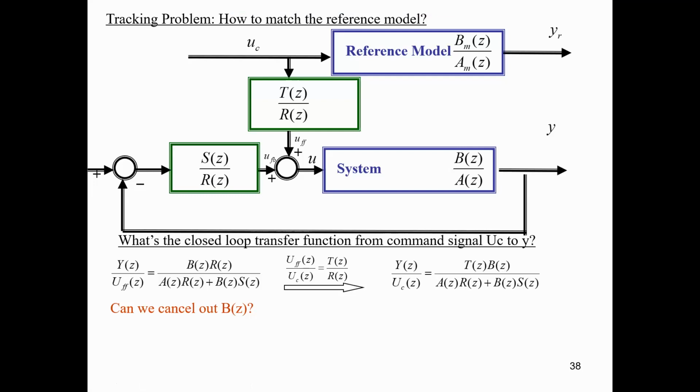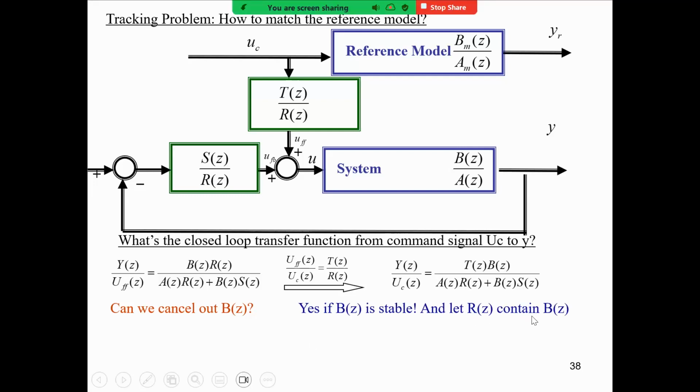But on what condition can we make it disappear? Can we cancel out B? If B is stable, right? We just mentioned, how do we reduce the order? Actually, this is where we can use that technique. We can reduce the order. If B is stable, I can make it disappear. And in that case, I just put B as a part of R, right?